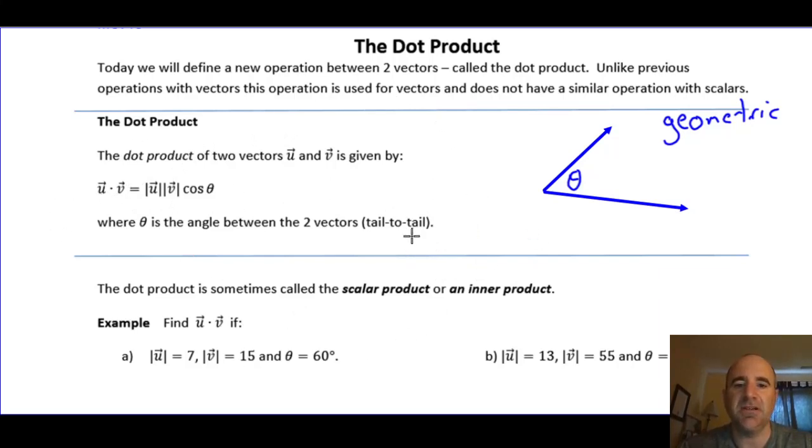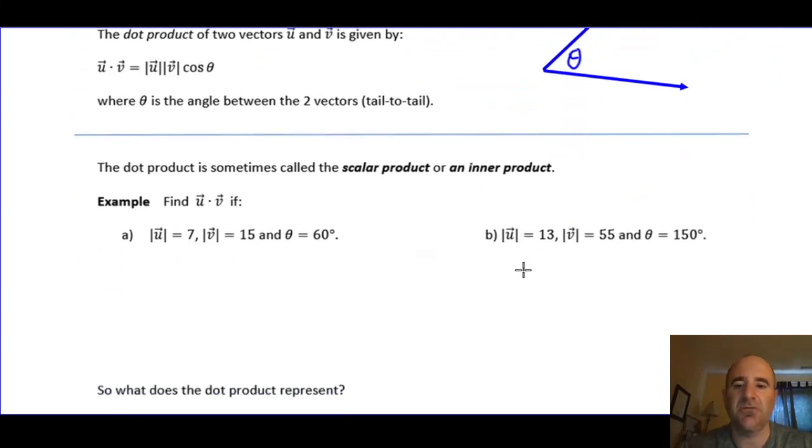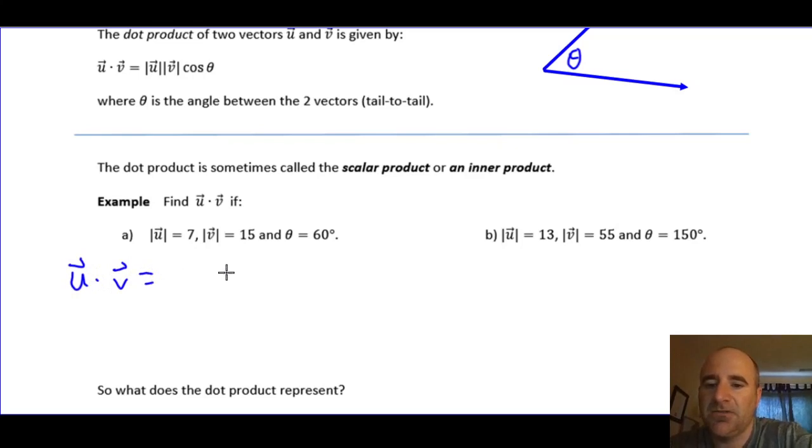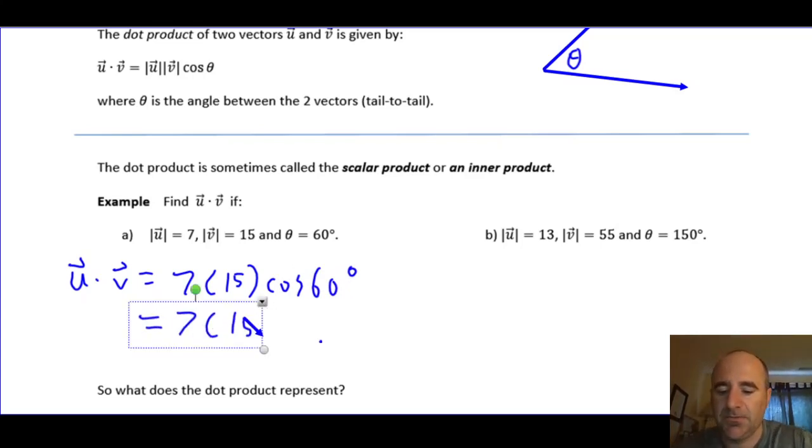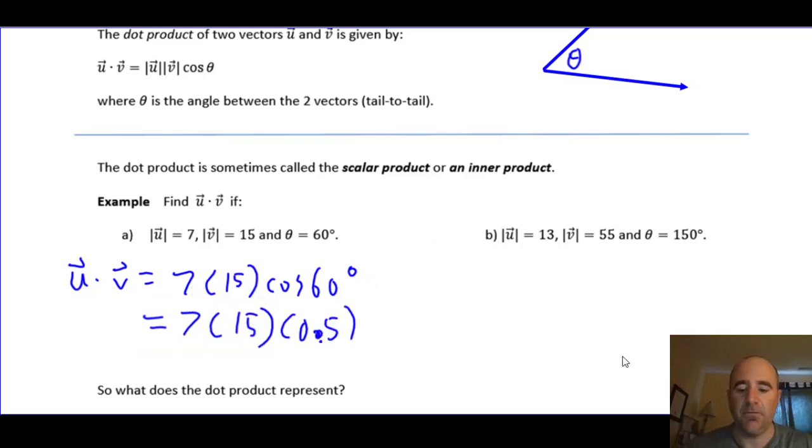So we could use the definition to come up with a couple examples here. We don't really need a picture of this, but we could certainly create one. So here u dot v is equal to the magnitude of u, which is 7, times the magnitude of v, which is 15, times the cosine of 60 degrees. Of course, cosine of 60 is a half, so this is really just 7 times 15 times a half, which gives 52.5.